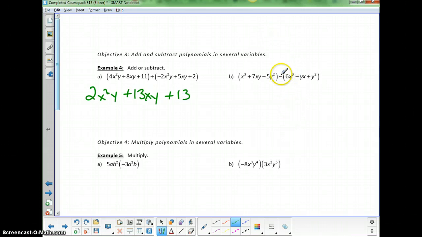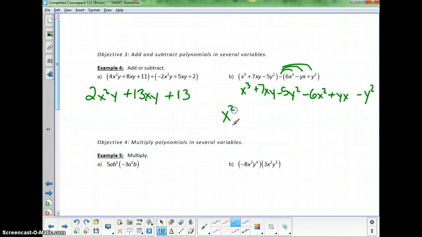In the subtraction case, I better make sure that I distribute this negative before combining my like terms. So let's rewrite this as x cubed plus 7xy minus 5y squared minus 6x squared plus yx minus y squared. For like terms, there's nothing like x squared, so I'm going to write the x squared. There's nothing, my bad, let me erase that real fast. I meant to say there's nothing like x cubed, which is my leading term here. There's nothing like x cubed, so I'll write the x cubed.